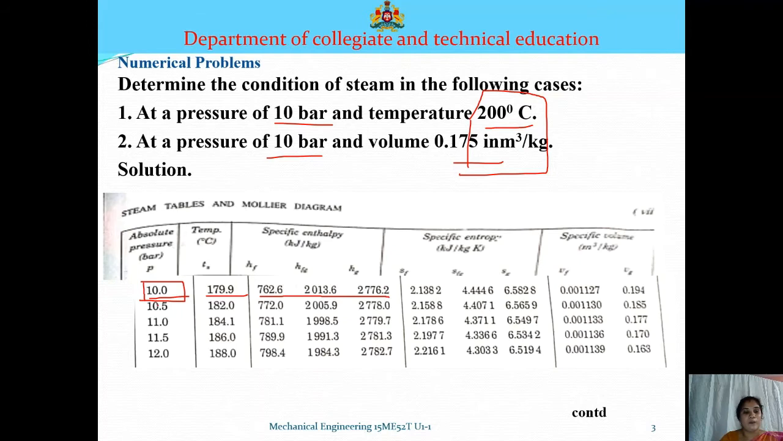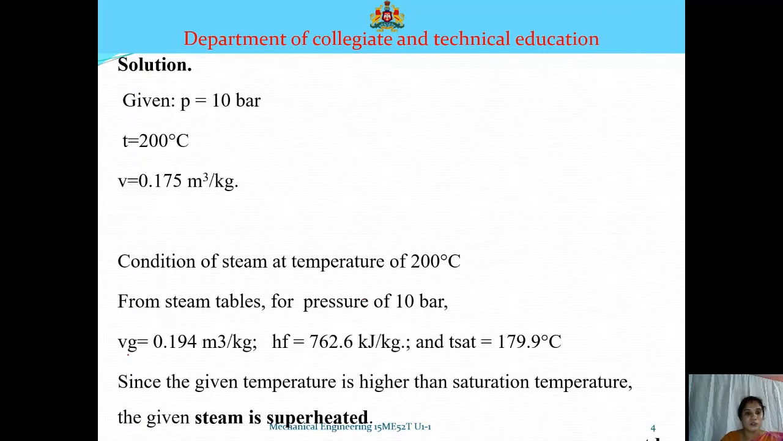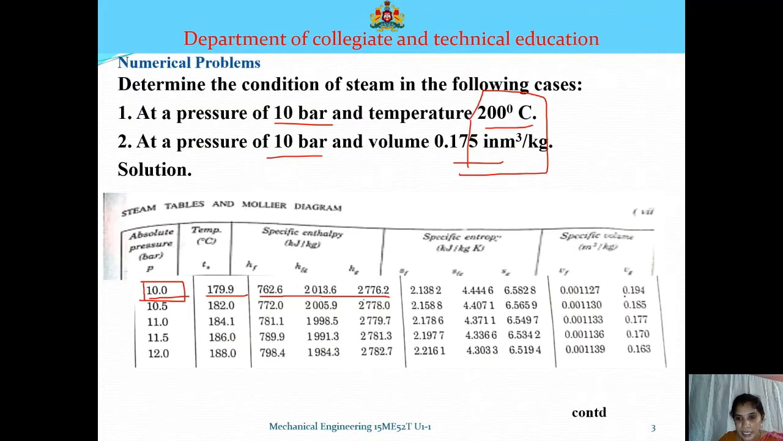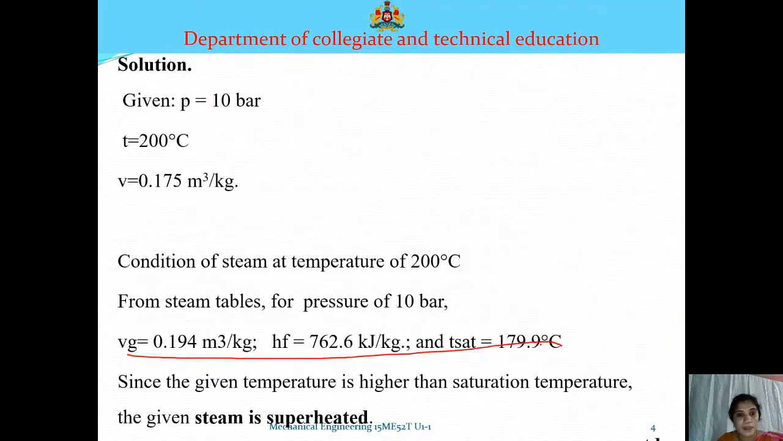So we'll make a note of these values by using the steam table. Along with that, let us take the specific volume of dry steam. It's 0.194. This is what we have taken from the steam table. Now I need to find out the condition of the steam. I need to conclude whether the steam is wet, dry or superheated steam.